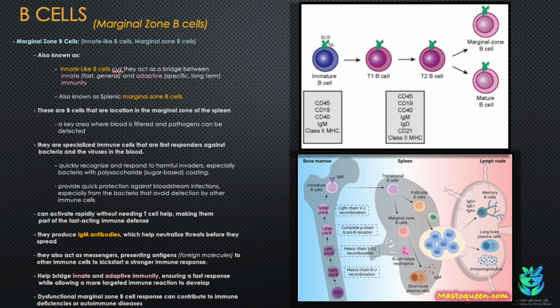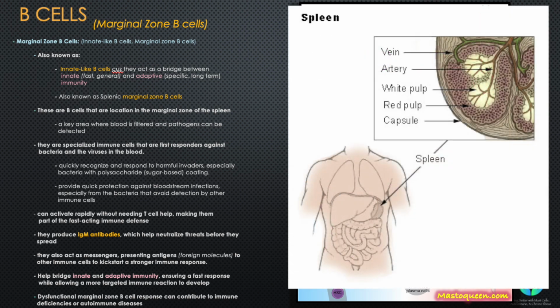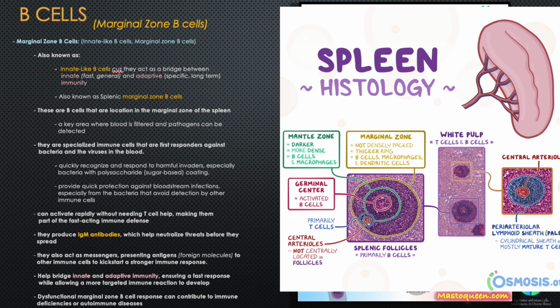Marginal zone B cells, also known as innate-like B cells, because they act as a bridge between the innate, fast and general, and adaptive, specific long-term, immunity. They are also known as splenic marginal zone B cells. These are the B cells that are located in the marginal zone of the spleen, a key area where blood is filtered and pathogens can be detected. They are specialized immune cells that are the first responders against bacteria and viruses in the blood.